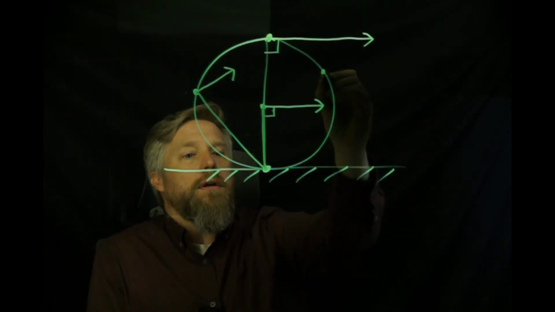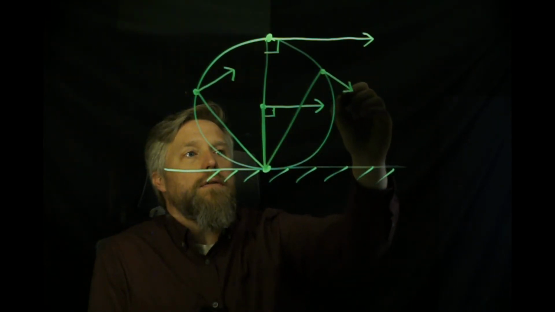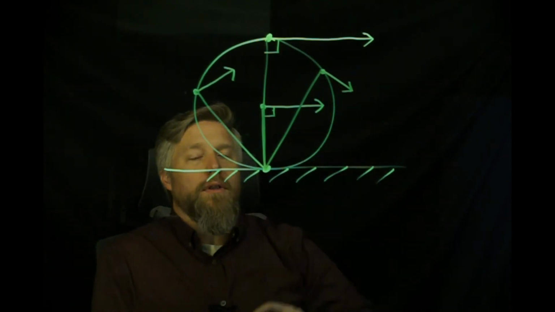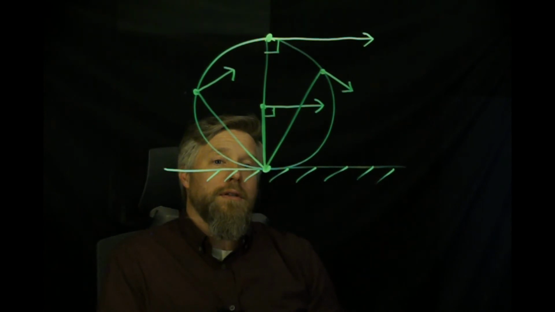Put another point over here. The velocity of that point, the combination of the spinning about the hub and the translation, is going to give you velocity going down that way. So let me show you how we can use this to help us solve relative motion problems.